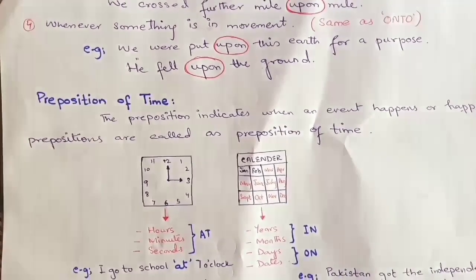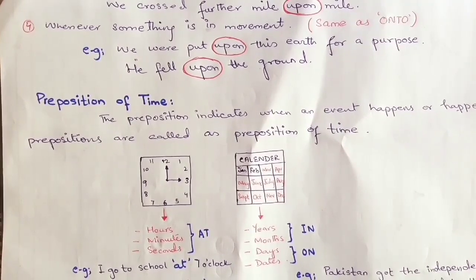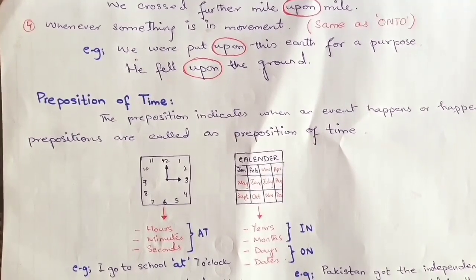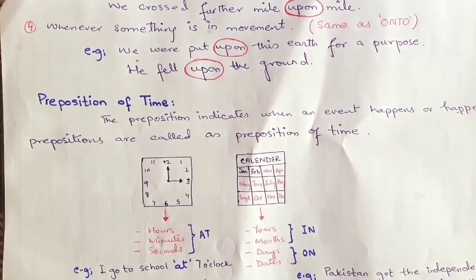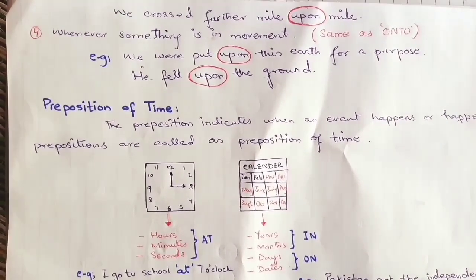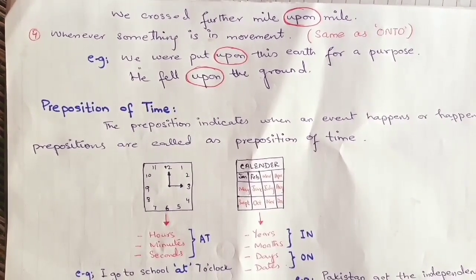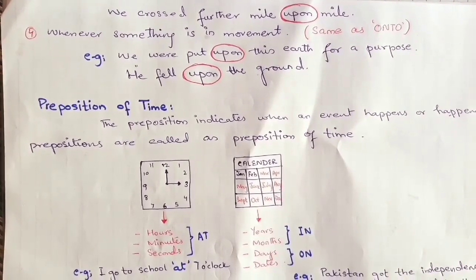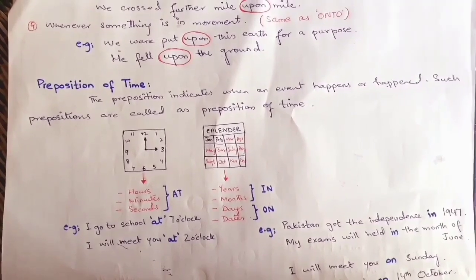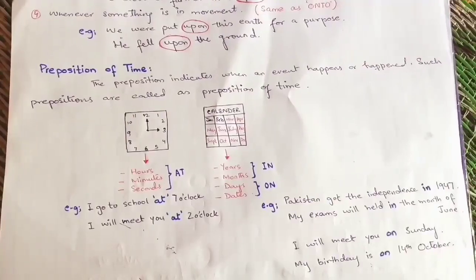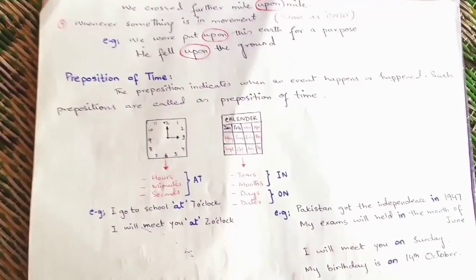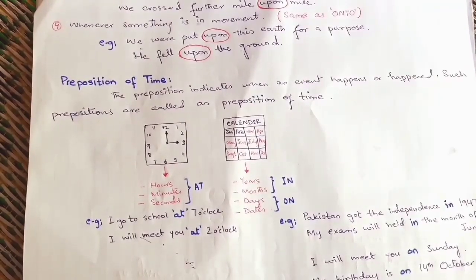The fourth usage is whenever something is in movement. Same as "onto". Remember that we have learned in the other preposition, which is "onto", that when something is in movement, then we have to use "onto". Similarly, when there is something in movement, then we have to use "upon", but there is a slight difference between them. For example, we were put upon this earth for a purpose. Secondly, he fell upon the ground. Hope the usage of "upon" is clear to you now.